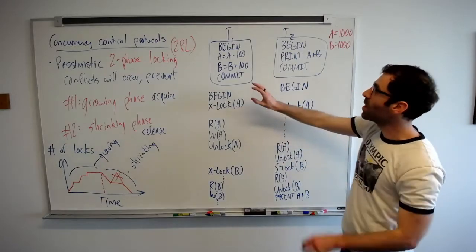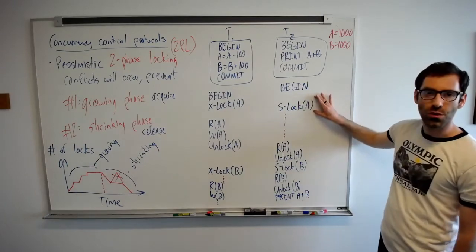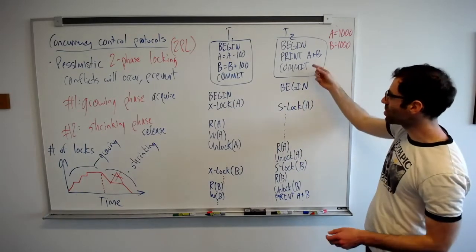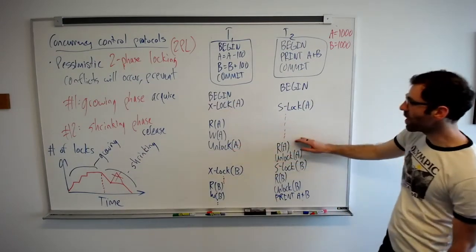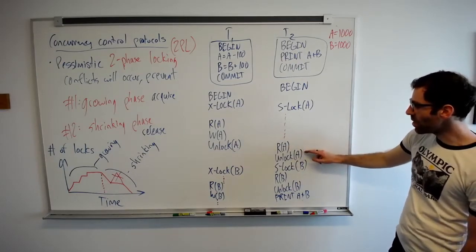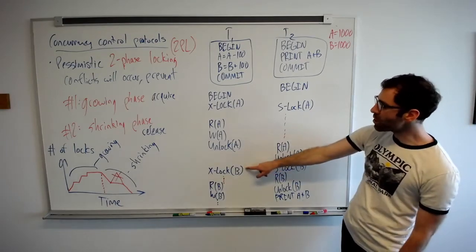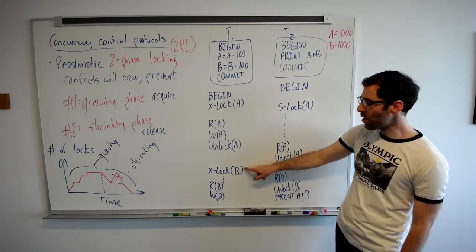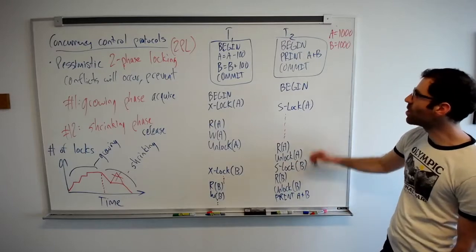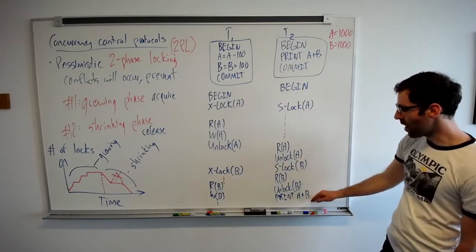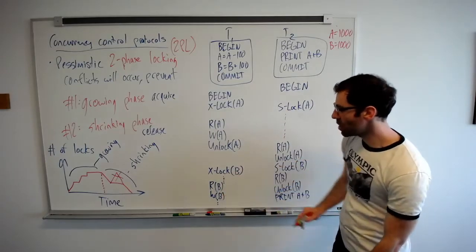What we see is that T1 can begin, acquire an exclusive lock on A. T2 tries to get a shared lock on A because it just wants to read it, but it has to wait while T1 does its update to A and unlocks. So then T2 can proceed. It reads A, unlocks it, gets its shared lock on B. It does this before T1 gets its exclusive lock on B. So then T1 is waiting until T2 has read these and printed them out. And then once it unlocks B, T1 can continue.